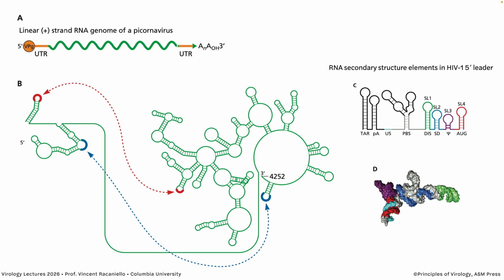Here's another example in the leader of HIV-1 RNA, a bunch of stem loops. And you can see drawing them in this way is actually misleading because they form 3D structures like those shown here.